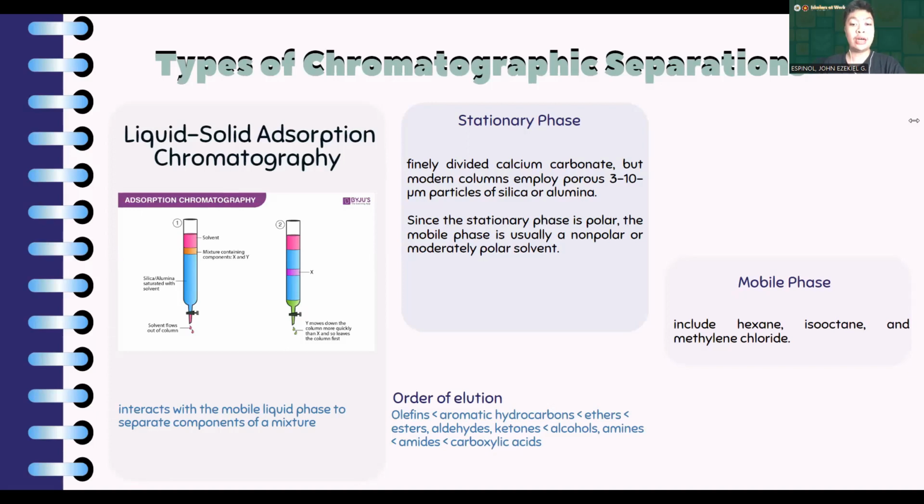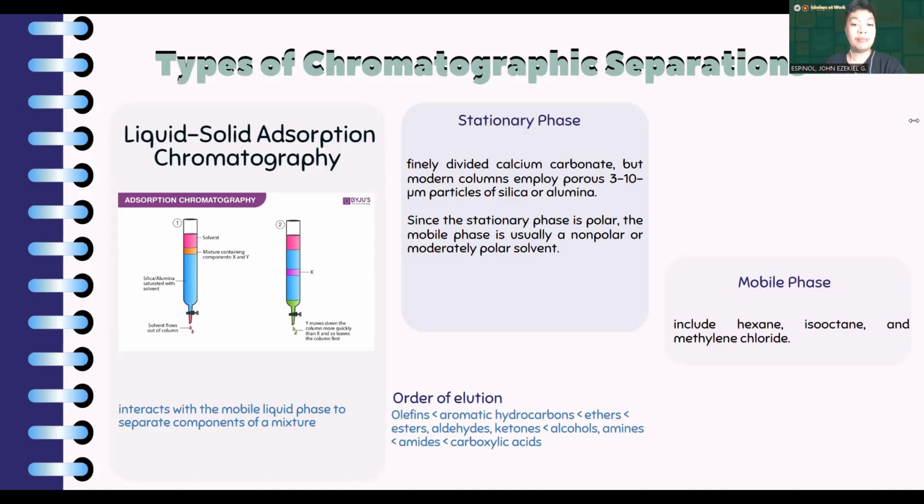As the mixture travels through the column packed with the adsorbent material, the different components are selectively adsorbed and desorbed from the surface of the stationary phase. This differential adsorption and desorption lead to the separation of the components based on their individual characteristics. The elution profile obtained from adsorption chromatography typically shows peaks corresponding to each separated component as they are eluted from the column at different times.